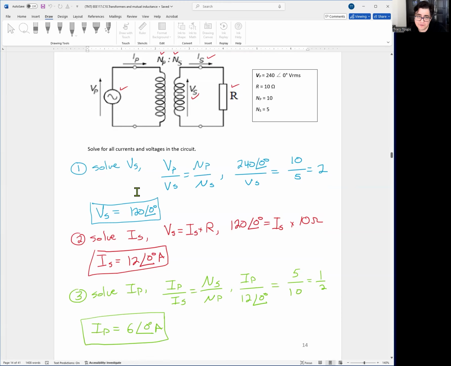system. So first thing I need to figure out is what VS is. If I want to find the current in this loop, what's VS? Well, I have VP right here. I have the turns ratio NP over NS. So this is a direct substitution calculation, right? VS, you just look at the turns ratio.